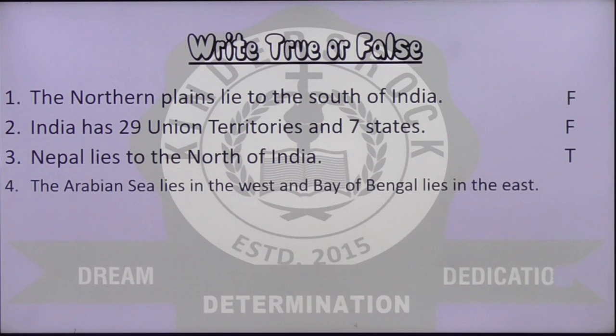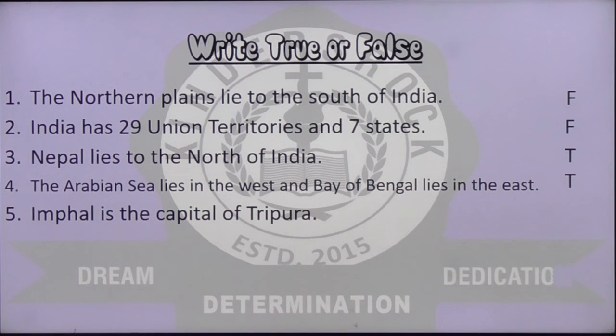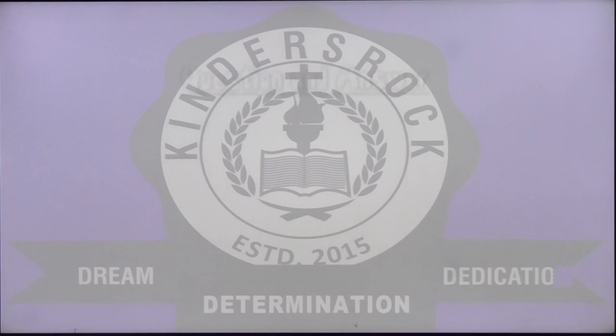The Arabian Sea lies in the west and Bay of Bengal lies in the east. Is that a true statement? Yes, that's a true statement. Imphal is the capital of Tripura. No way. Agartala is the capital of Tripura. Okay. Question and answers now.